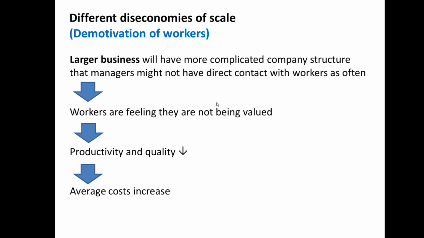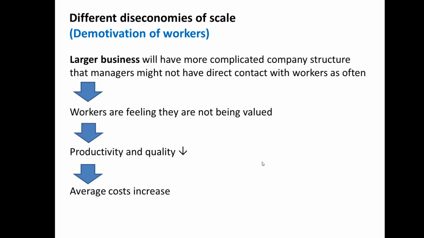So we have the first one, communication. When the firm is getting too big, there will be worse communication, and at the end, average cost will go up. And for the second one, because when your firm is getting too big, people are getting demotivated, and at the end, productivity and quality will go down, and that's why the average cost will go up.